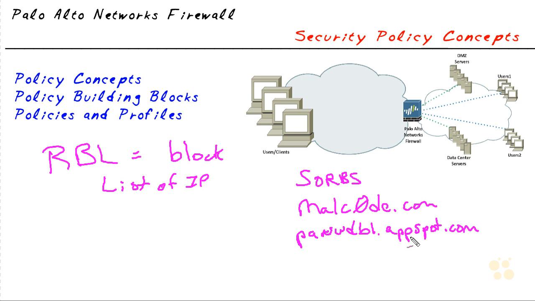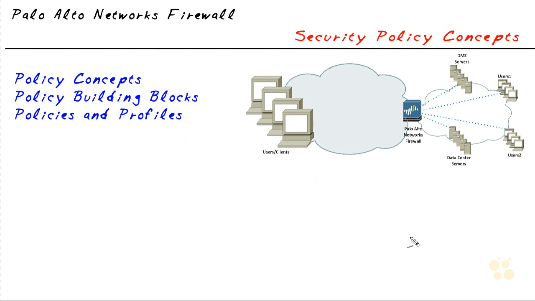Getting kind of beyond this, another building block that we can look at is URL categories. Let me clear this again real quick here. So URL categories are pretty much self-explanatory. They're for URLs.